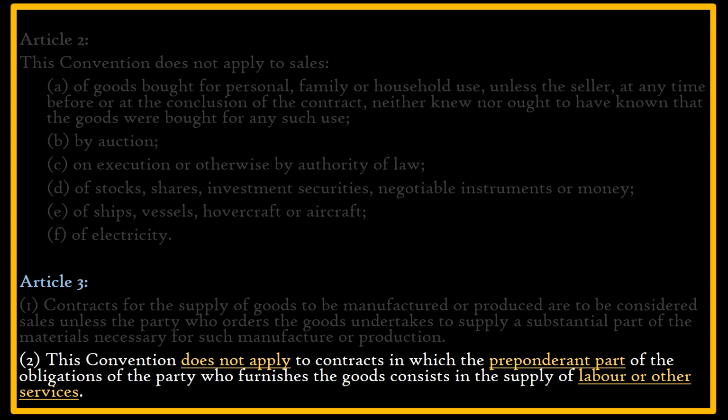Here, the rule is the same, except they just use a different word. Are the goods the preponderant part of the transaction? If the goods are the predominant part of the transaction, then it is governed by the CISG. If the labor or other services are the preponderant part of the transaction, the CISG will not govern the transaction.